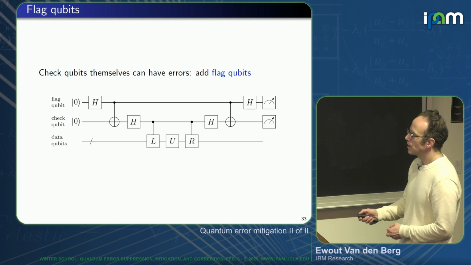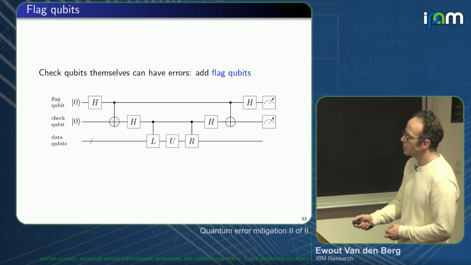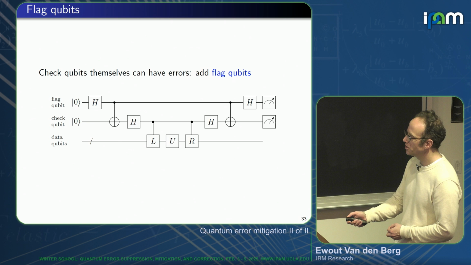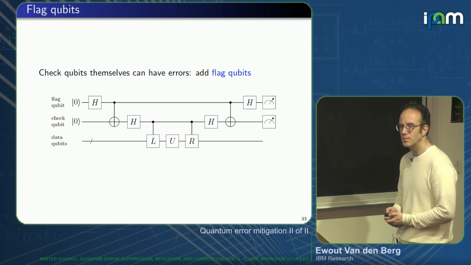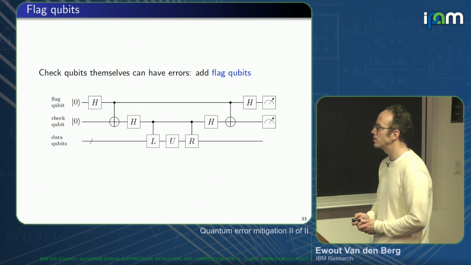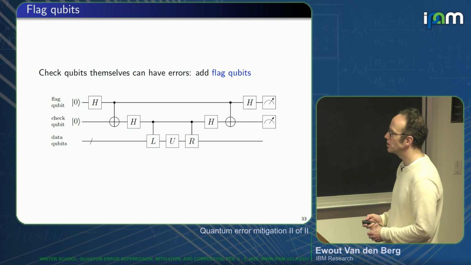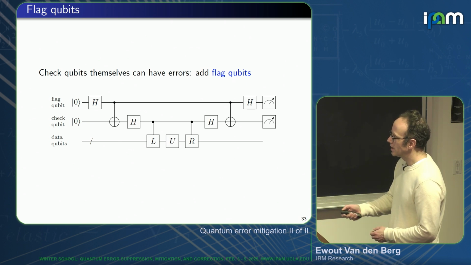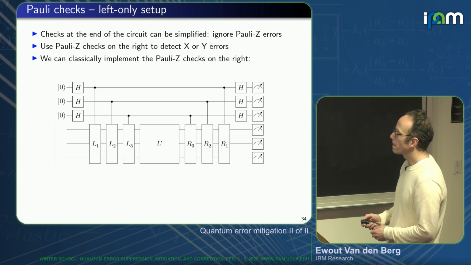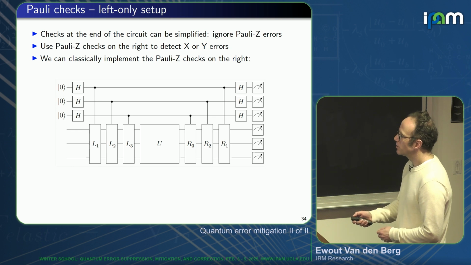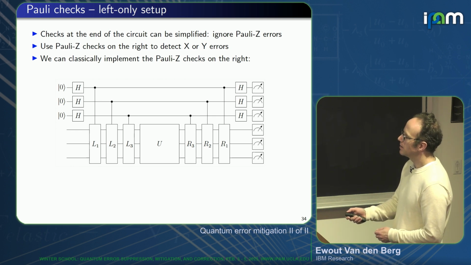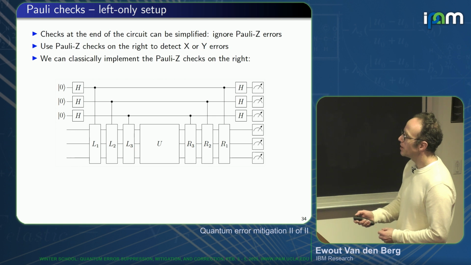Now, one additional construction is you can say, well, okay, maybe there's some errors you didn't catch yet, maybe a Z error here. So let's add more checks to also check the check qubits. It's just one option. So these we call flag qubits. It's the same construction, right? You have the Hadamard and so on. So here we have the whole setup, and if there's a special case, right?